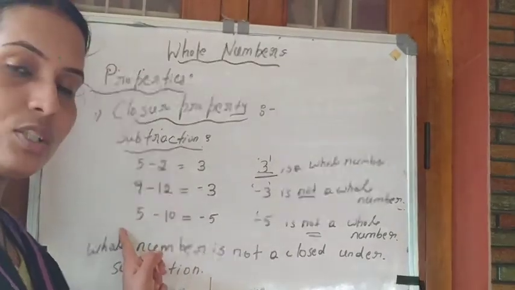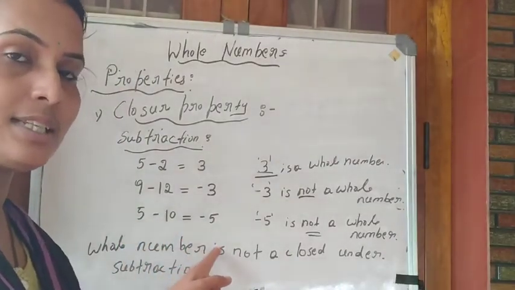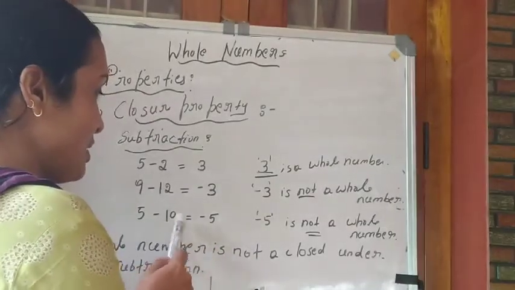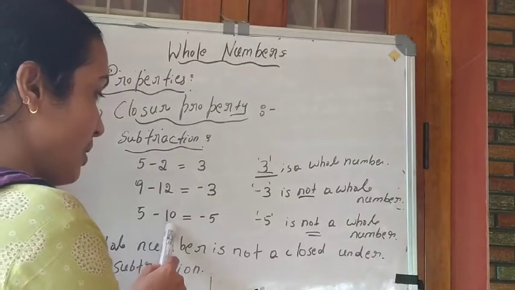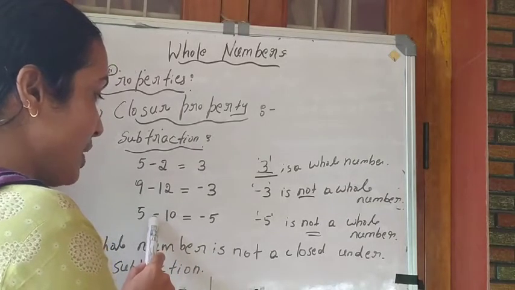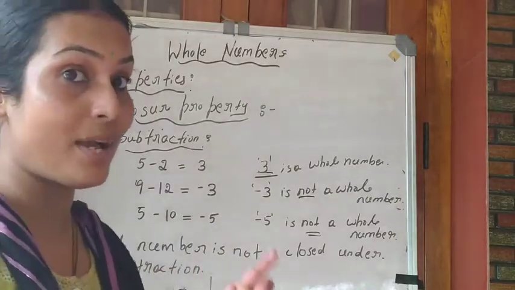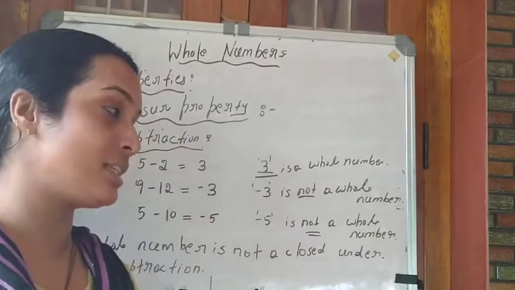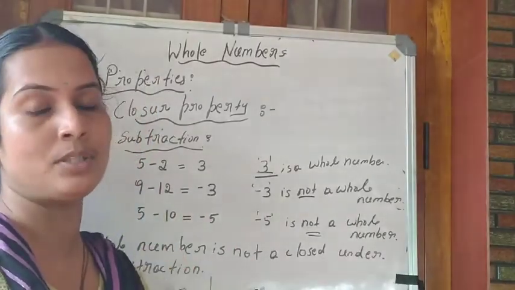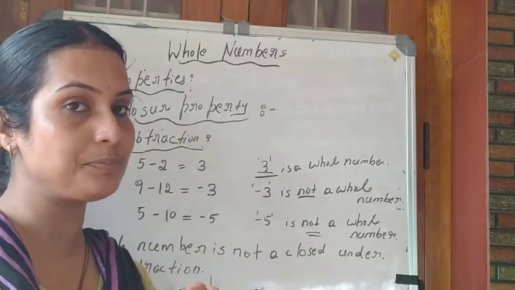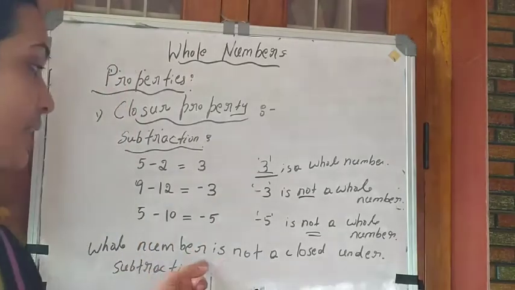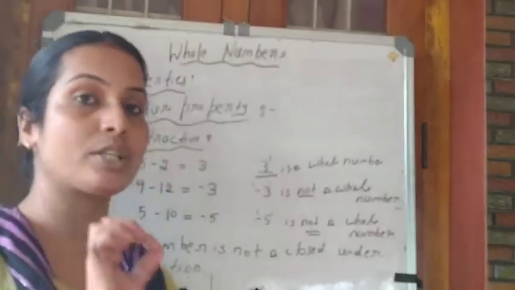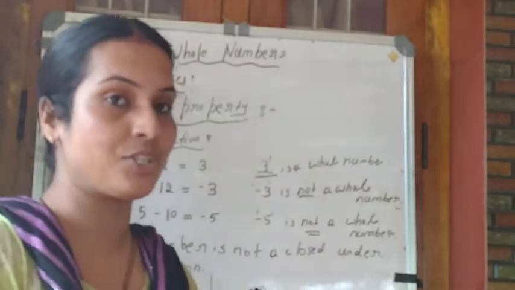5 minus 10. 5 is a whole number, 10 is a whole number. But when subtracting, the greater number is 10, so the sign of the result is minus. So minus 5. Minus 5 is an integer. So the result is an integer, it is not a whole number. So the conclusion is whole number is not closed under subtraction.